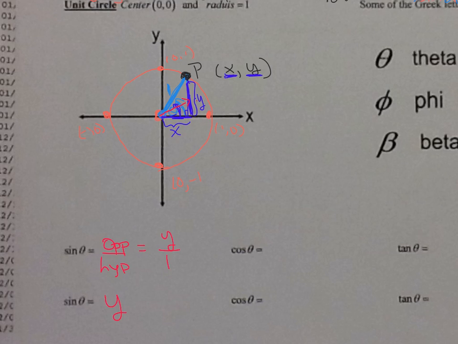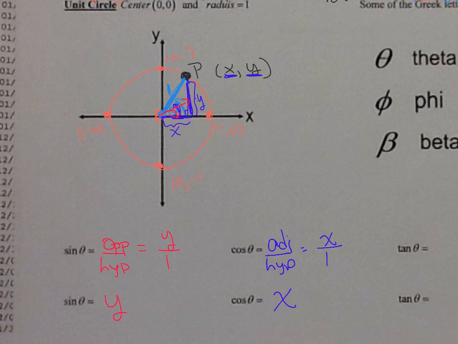All right, now let's do cosine. Cosine is adjacent over hypotenuse. The side adjacent to theta is x. So that would be x over the hypotenuse, which is 1. So therefore, cosine is equal to x.